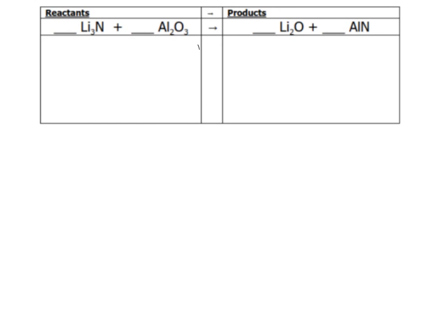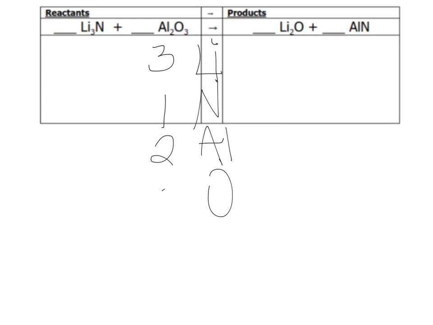In the third example, we have Li, N, Al, and O. Reactants, we use our subscripts. We have 3, 1, 2, and 3. Products, 2, our N 1, our Al has 1, and our O has 1.